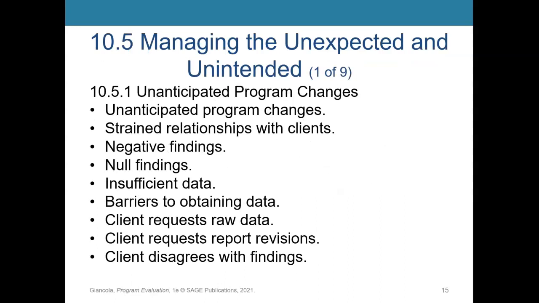So the last piece of this chapter, which I'm not going to go through here, but it's useful. It's certainly helpful, and I encourage you to go read it. It talks about what to do about unanticipated things that may come up while you are implementing your program evaluation. Your program changes all of a sudden, and now what? Your evaluation is messed up, or not consistent from the beginning to the end. You've got strained relationships with your clients. They don't trust you, or you're having trouble getting through to them to do your evaluation. You get negative findings. You find that the program is doing harm, for example. What do you do about that?